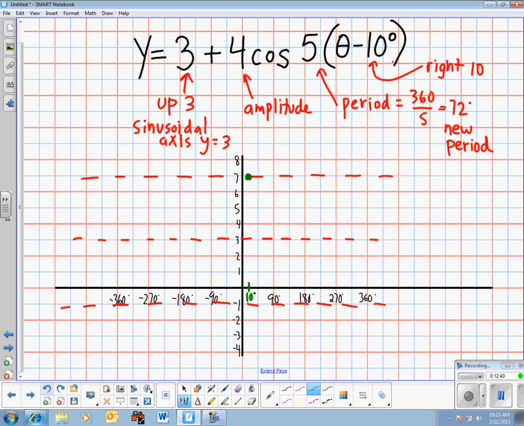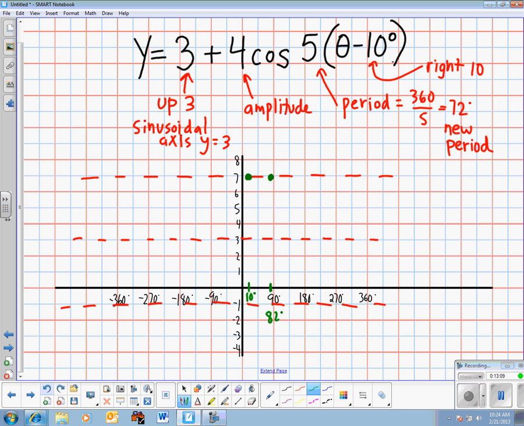Now, you use the period of 72 to determine when you're going to complete one full revolution. So if I'm starting at 10, that means my revolution needs to be done 72 degrees away from there, which is going to be right here at 82 degrees. So I maybe should have rescaled my axis before I started this, but this will really illustrate the fact that this is a squished up graph.